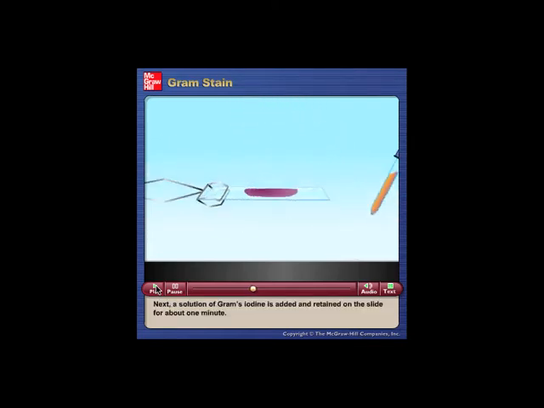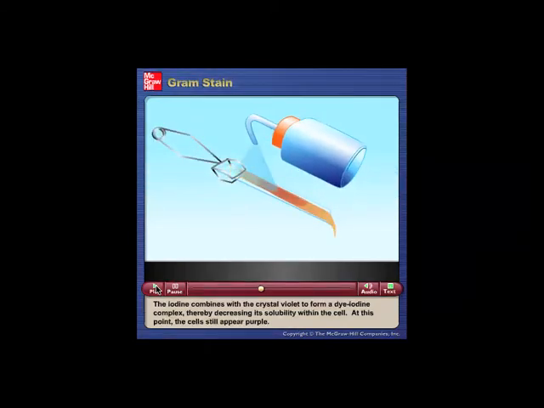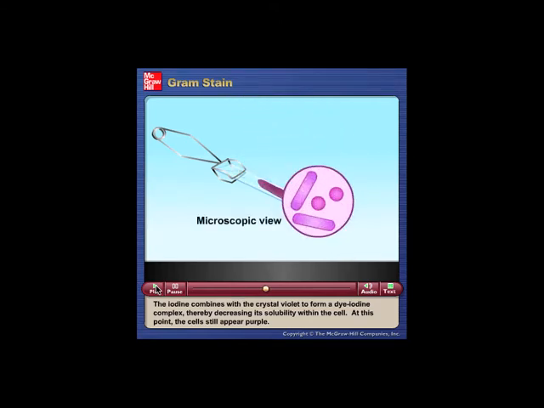Next, a solution of Graham's iodine is added and retained on the slide for about 1 minute. The iodine combines with the crystal violet to form a di-iodine complex, thereby decreasing its solubility within the cell. At this point, the cells still appear purple.